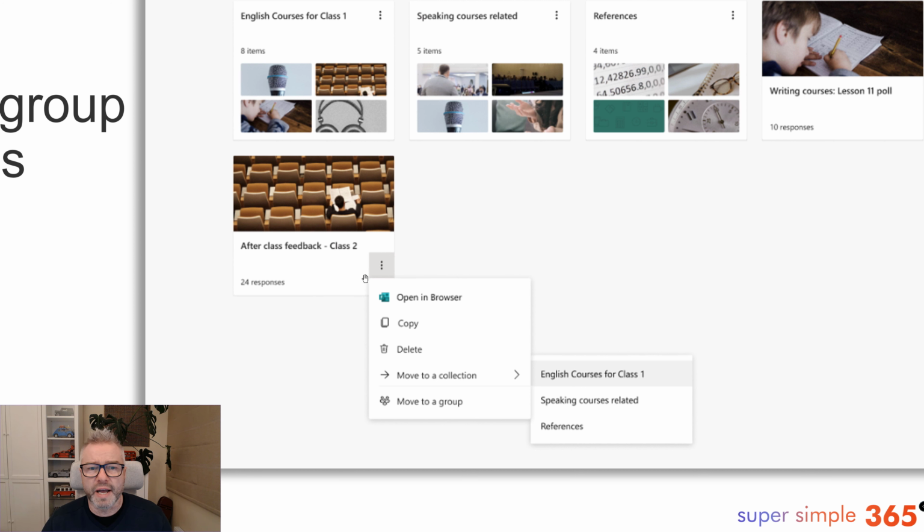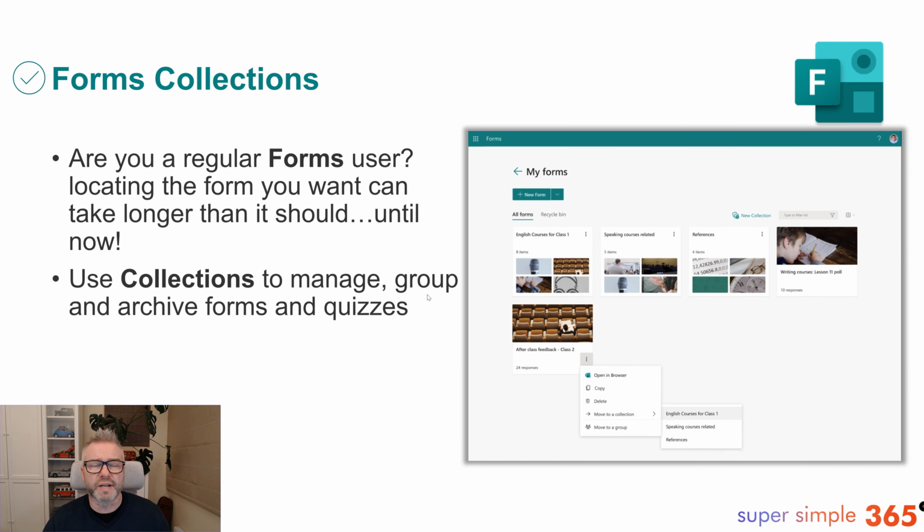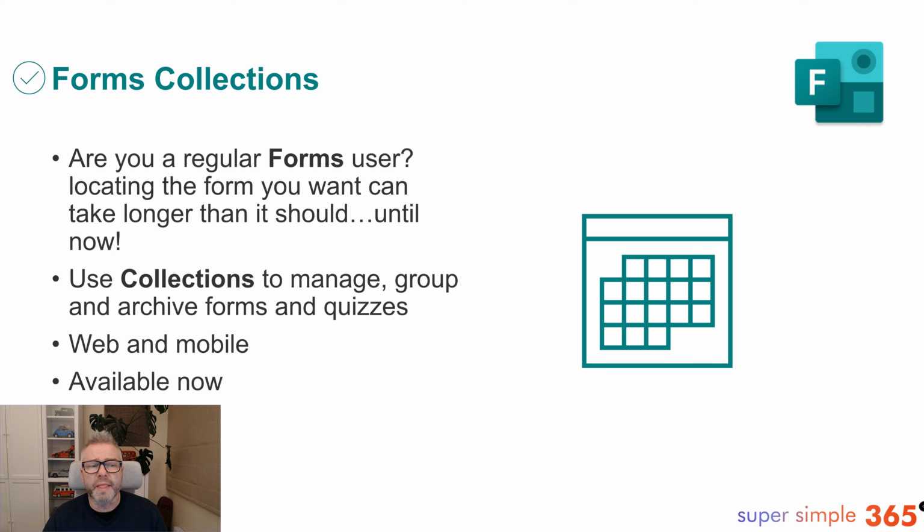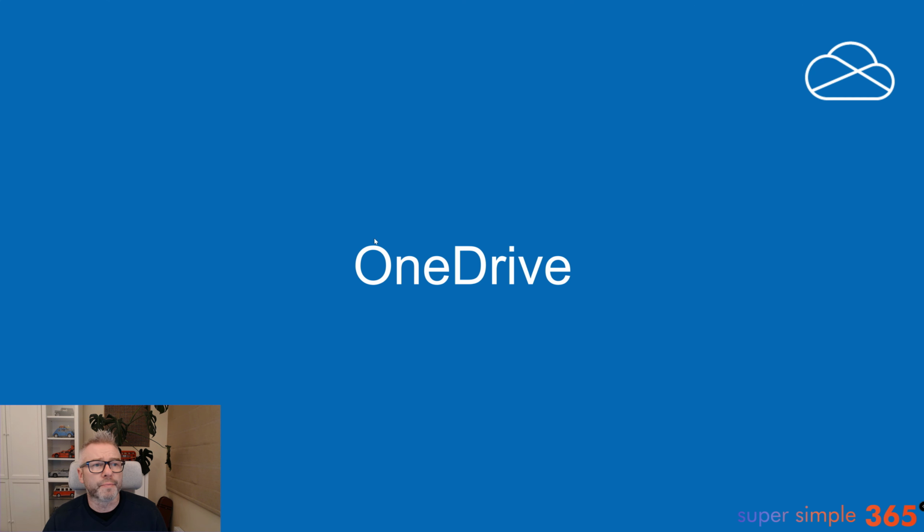You can see here that we can click on the 3 little dots, say we're going to move it to a collection, and we can move it to a collection that we've created. And it just means that if you've got lots and lots of forms and you have different types, maybe some are for training, some are for testing, some are for demos, then you've just got a way of organizing those. It applies to web and mobile, and it is available now.